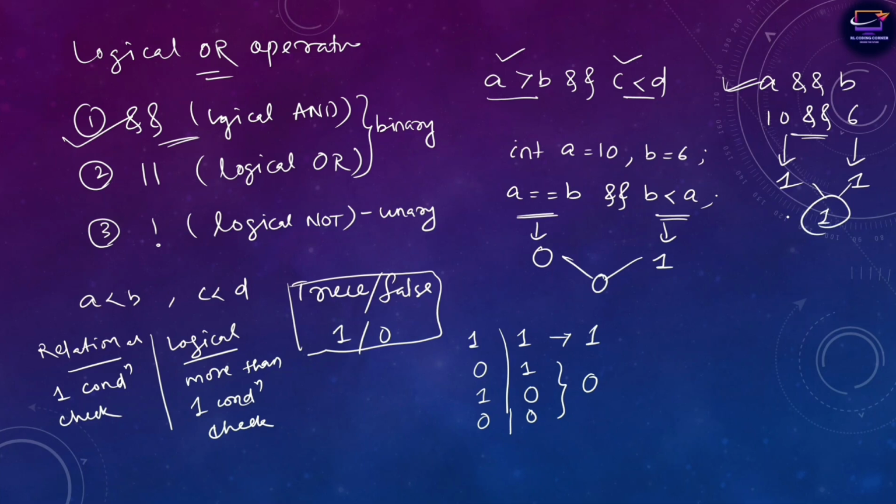Okay, see, one more rule about the logical AND operator. I am taking this expression: A equals to B and B less than A. See, if A equals to B, the first condition is 1, then only the next condition would be checked after this logical AND. If the first condition is evaluated as 0, then for logical AND, it will not check the next condition. It will directly give the output as 0.